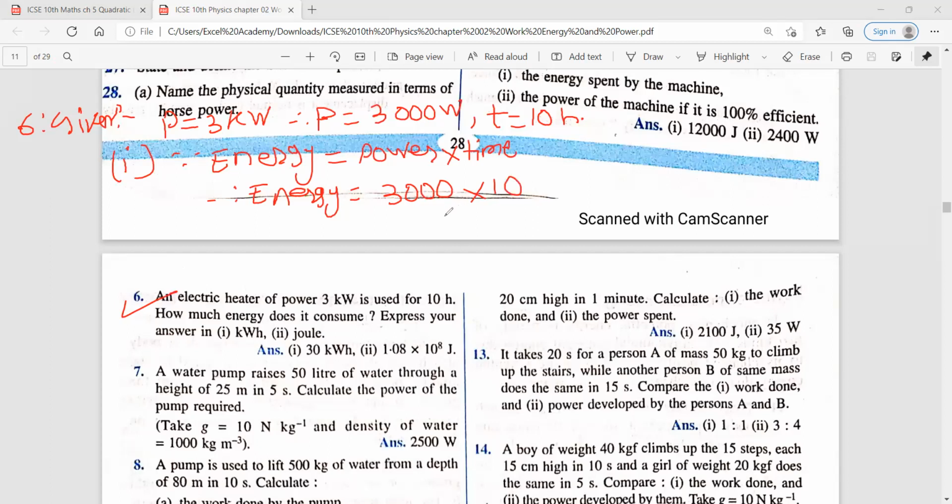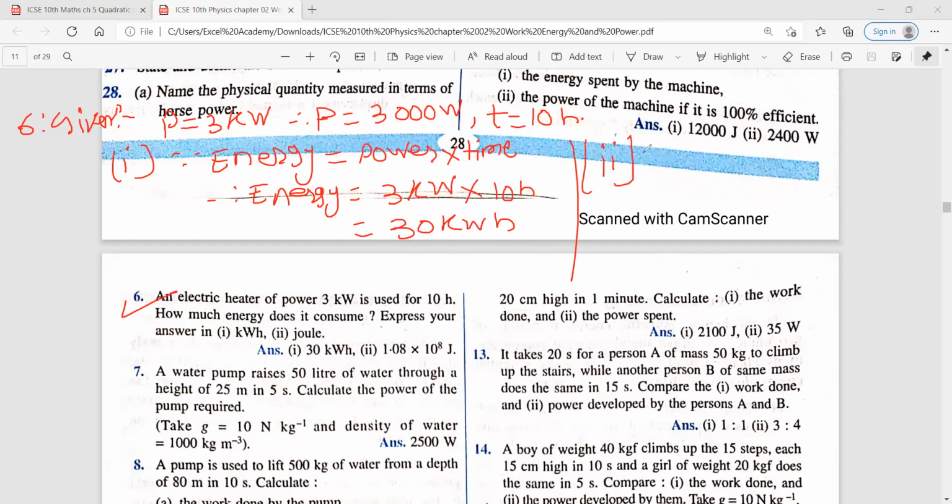Should we take 3000 or 3 kilowatts? We take 3 kilowatts. So 3 kilowatt multiplied by 10 hour. How much is it? 30 kilowatt hour. There is no need to use 3000 now. It's okay that we did it here, but it's not required. So the answer is 30 kilowatt hour.